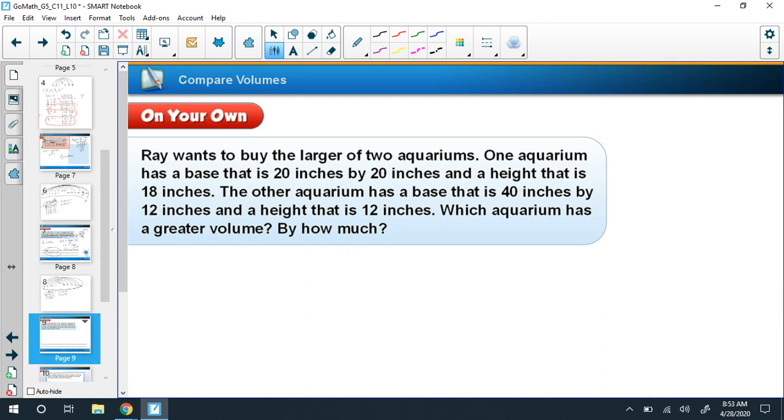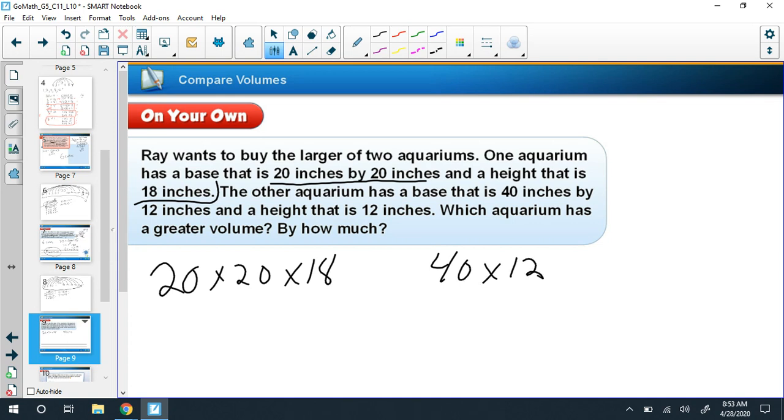Now, I know I said we were only going to look at one other problem, but I just want to make sure that we take a look at one more thing so we don't get stuck in this idea of doing everything the exact same way, and then it changes and we don't know what to do. Here it says Ray wants to buy the larger of two aquariums. One aquarium has a base that is 20 by 20 and a height that is 18, right? So one of his is a 20 by 20 by 18. The other aquarium has a base that is 40 by 12 and a height that is 12. Which aquarium has a greater volume?